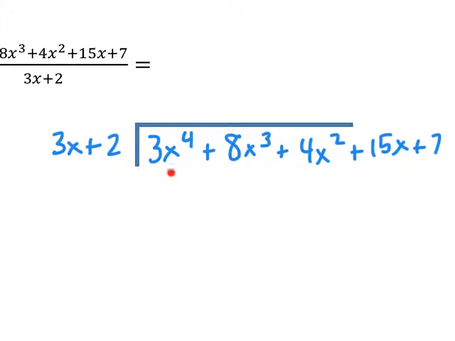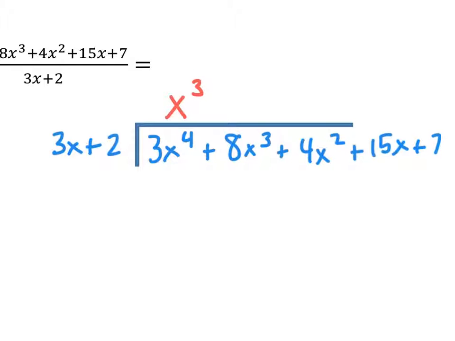Alright, so the way this is going to work is we're going to divide the first term in our long polynomial by the first term of our binomial out front. So that's the first step. So 3x to the 4th divided by 3x. Remember, break it down. So 3 divided by 3 is just 1. And then x to the 4th divided by x is x to the 3rd.